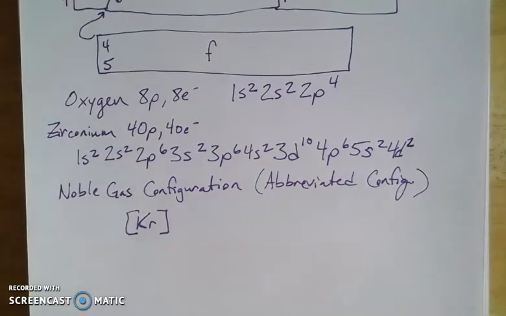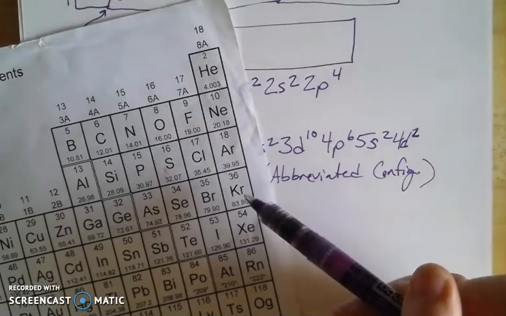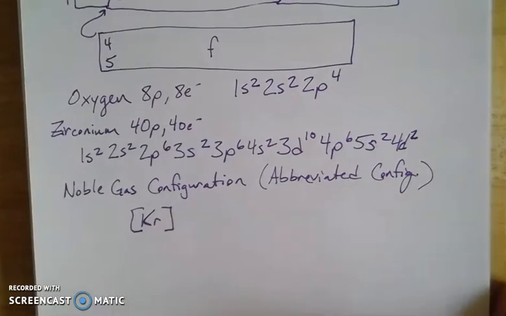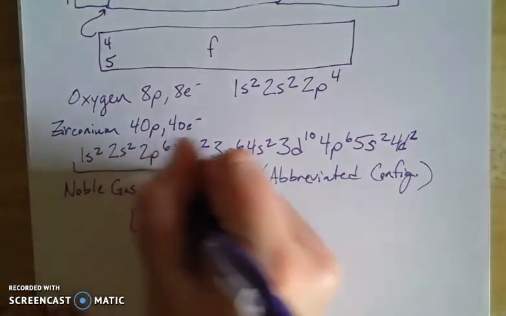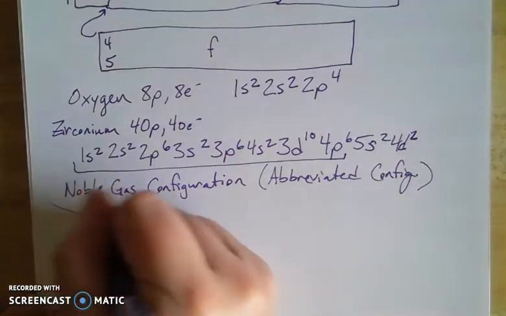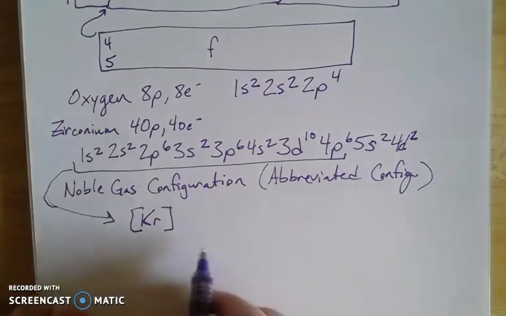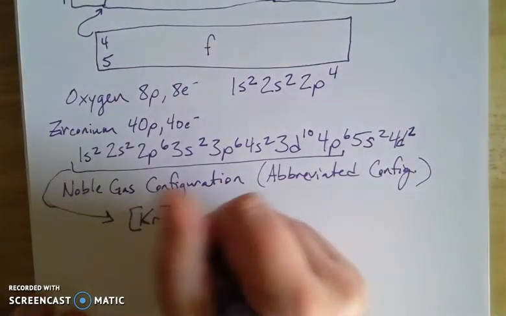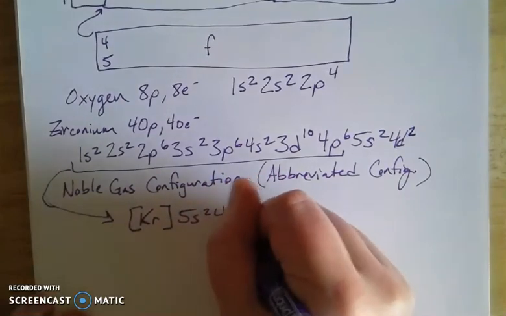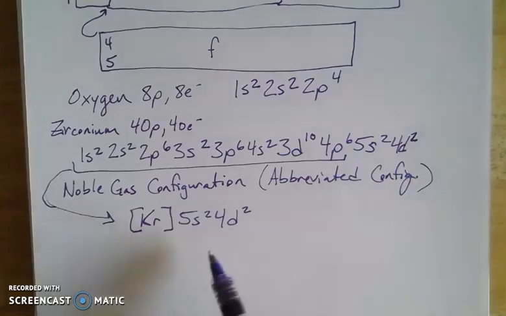So how much does the krypton account for? Well, we said that it's element number 36 on the periodic table. So it has to account for everything through that 4p6 amount. So that's going to account for all of this. So all of that became this guy. So now what I'm listing out is just what's left over, just what was in the row that came after it, the 5s2, 4d2. And this is also zirconium.